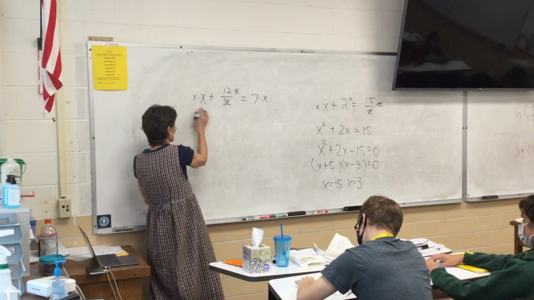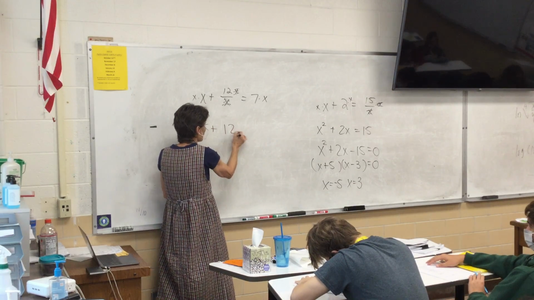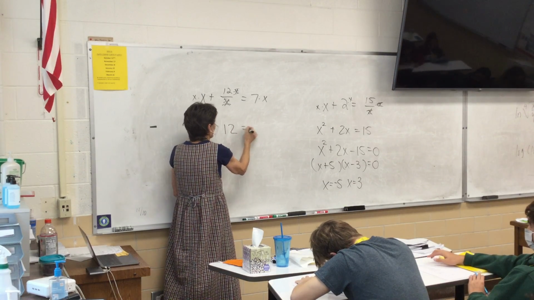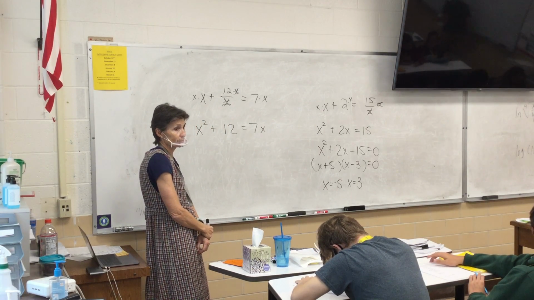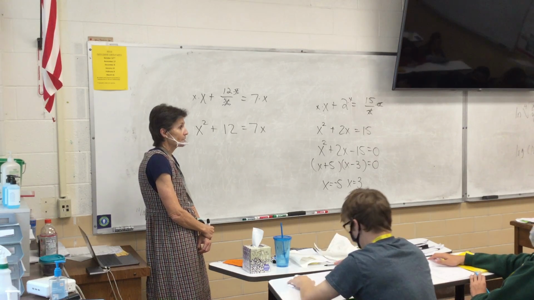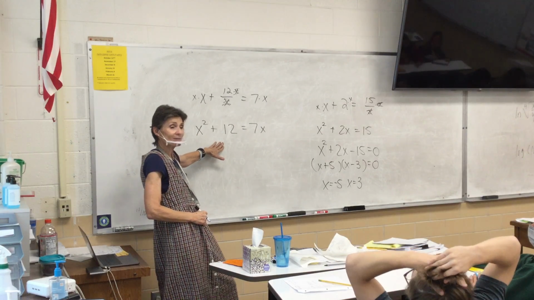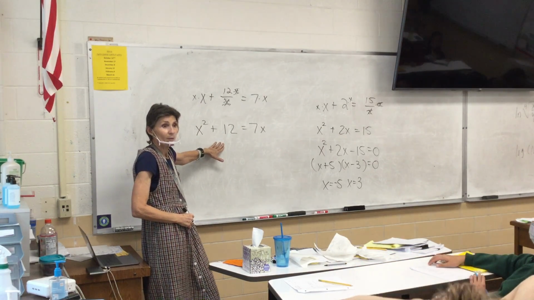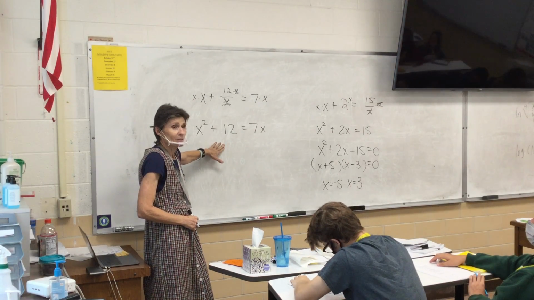So now we have another x squared, because nothing canceled there, plus 12 equals 7x. What about that? Aren't we right back to where we were a minute ago? Don't we have an x squared equation that we need to have equal to 0?